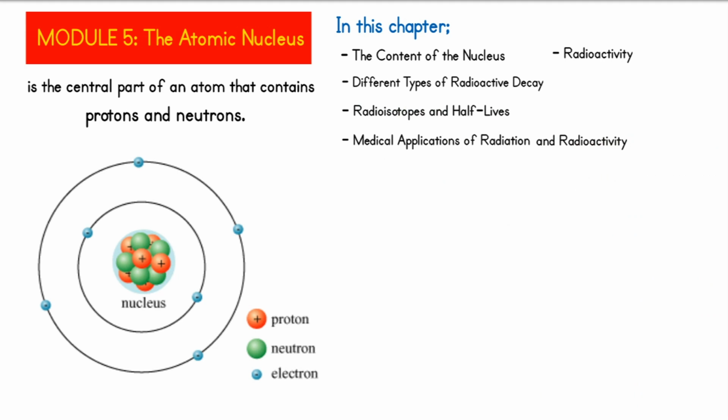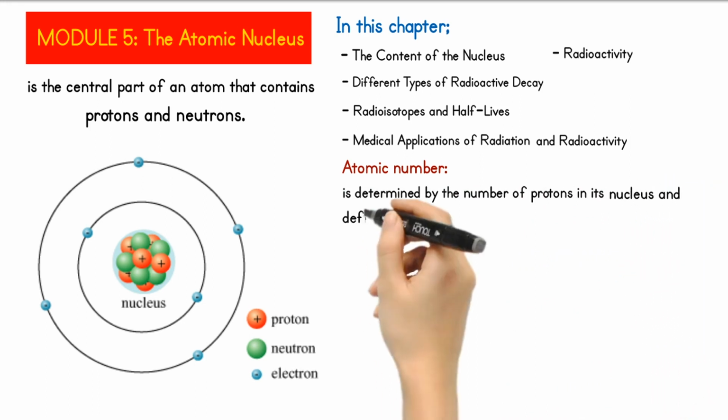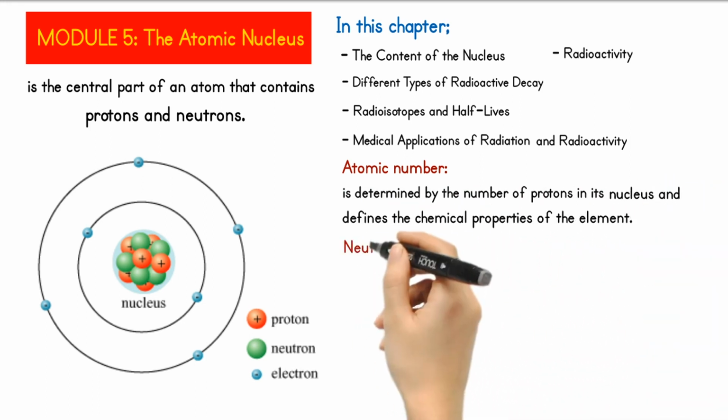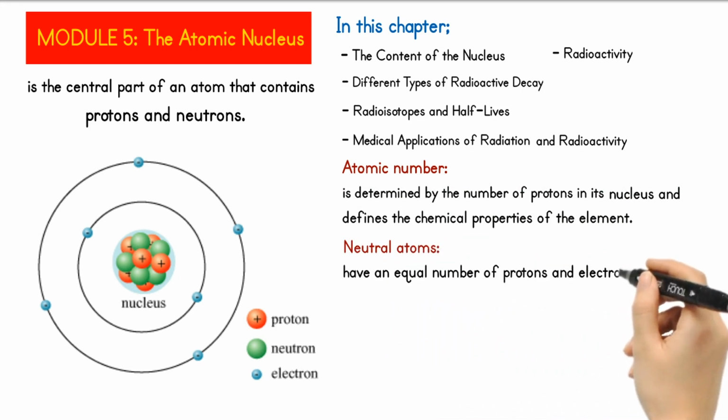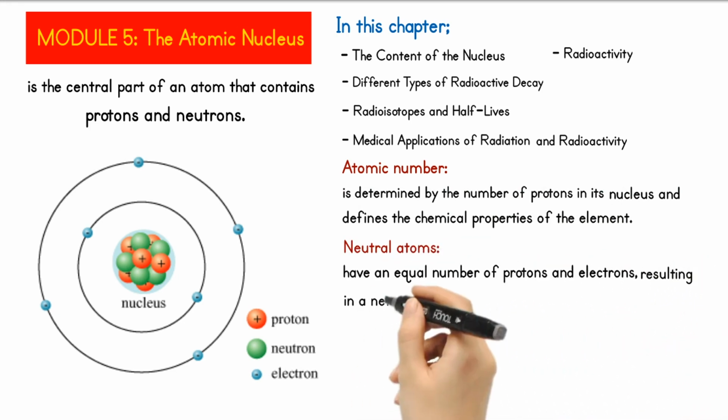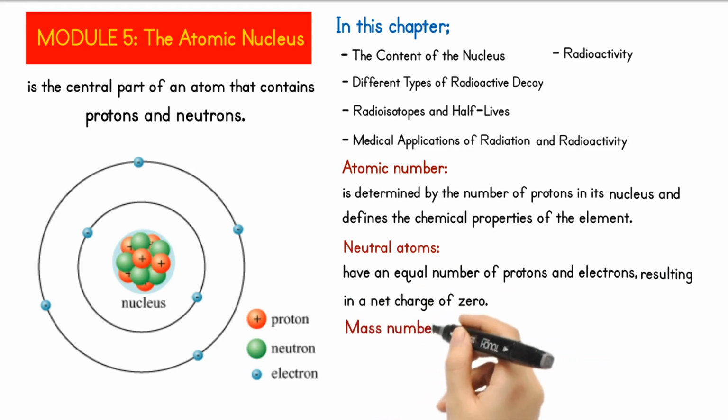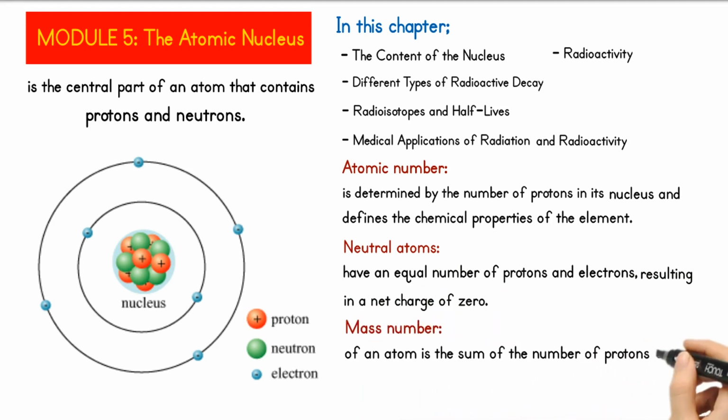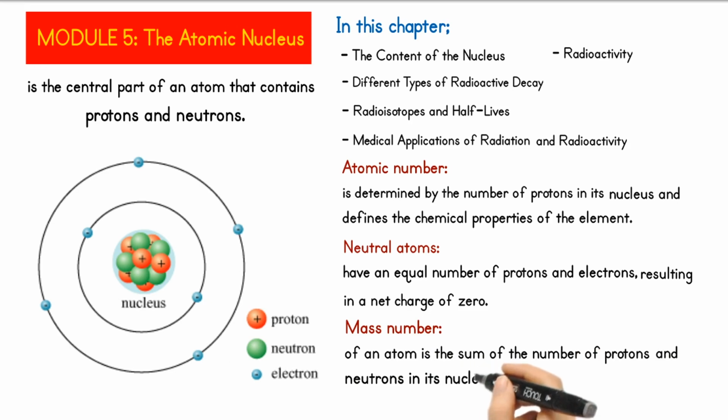An atom is the smallest piece of an element, consisting of a nucleus composed of positively charged protons and neutral neutrons, surrounded by negatively charged electrons in shells. The atomic number of an atom is determined by the number of protons in its nucleus and defines the chemical properties of the element. Neutral atoms have an equal number of protons and electrons, resulting in a net charge of 0. The mass number of an atom is the sum of the number of protons and neutrons in its nucleus.